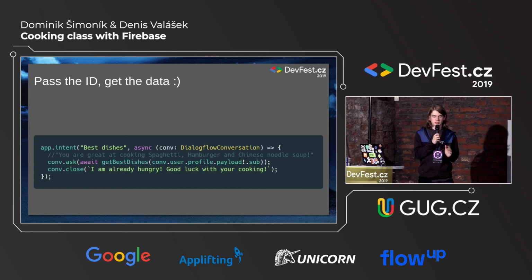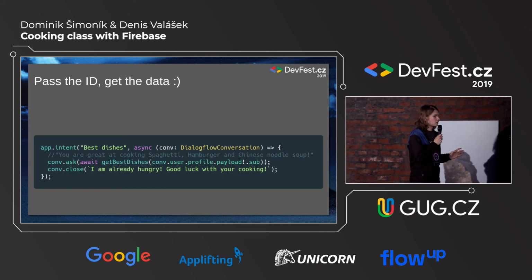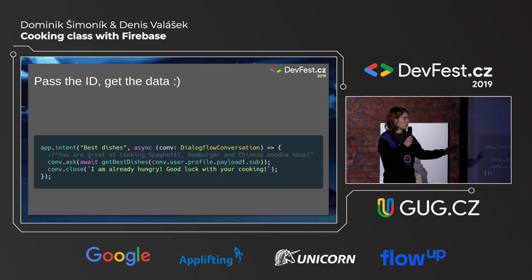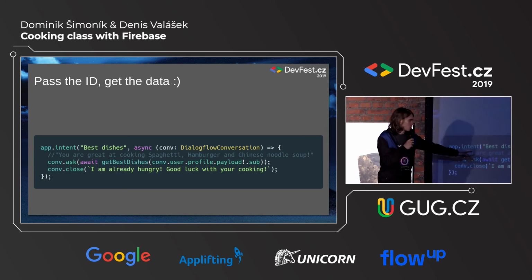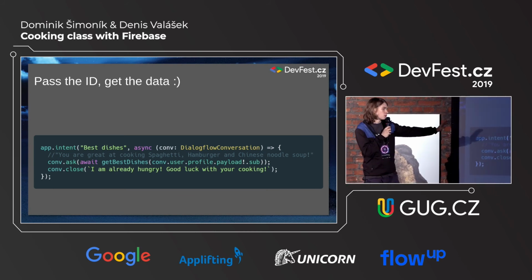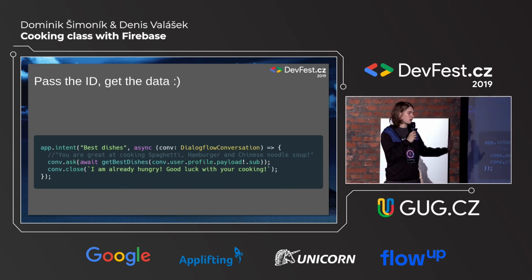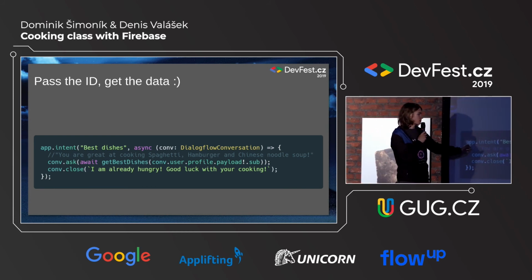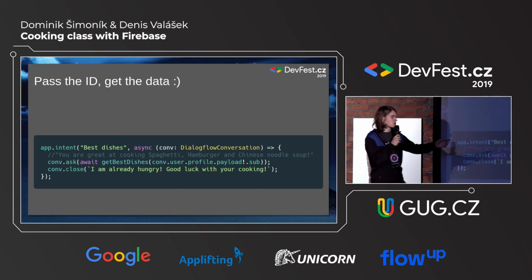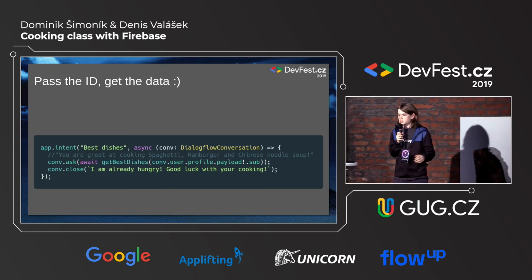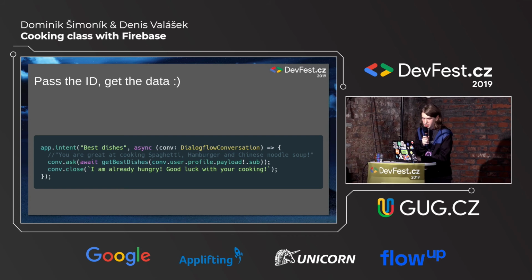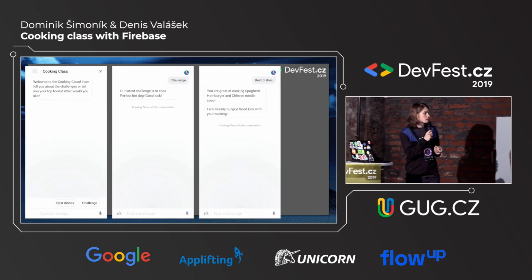Now that we got the user signed in, we can ask about his or her specific challenge and about their best dishes. So we get best dishes, which will, of course, get our data again from the Firestore, and then it will return a sentence like this, for example: you are great at cooking spaghetti, hamburger, and Chinese noodle soup. After that, this should be the result.